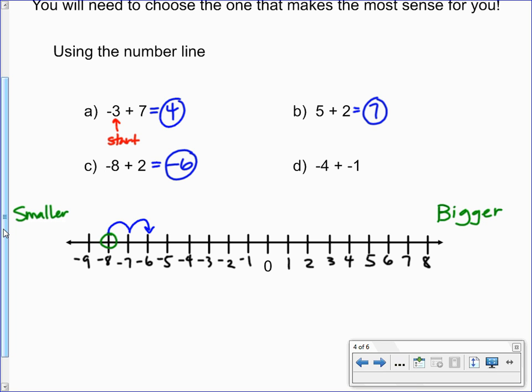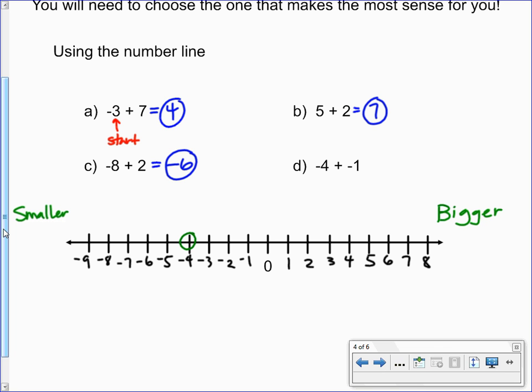Let's look at one more example. So I'm starting at what number? Okay. If you think about this, the first number is always the one we're going to start at, so I'm going to start at negative 4. Now this one gets a little tricky because now we're adding a negative.